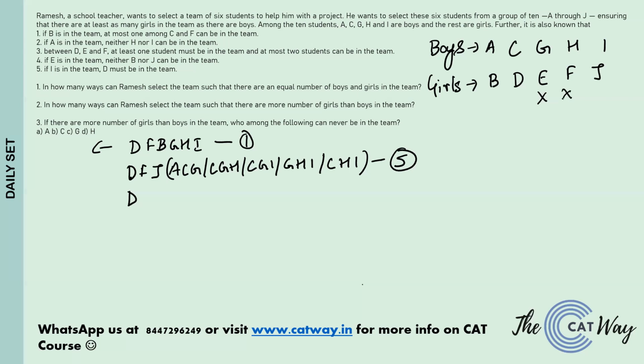Okay, because out of D and F, there was one possibility, because E was already out. E is out from all the teams. Now we had two options, either D and F both could be there, and the third person could be B or J. Now we have taken the case that out of D and F, only one person is going to be there. So now because two people are out, definitely the three girls are going to be D, B, and J. D, B, and J are going to be the three girls that are going to be there.